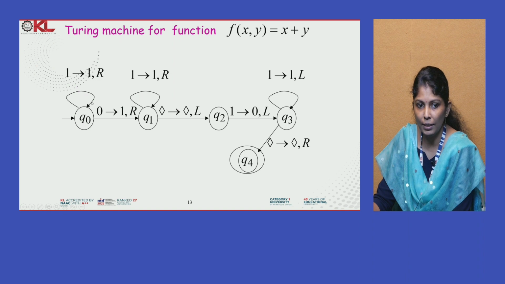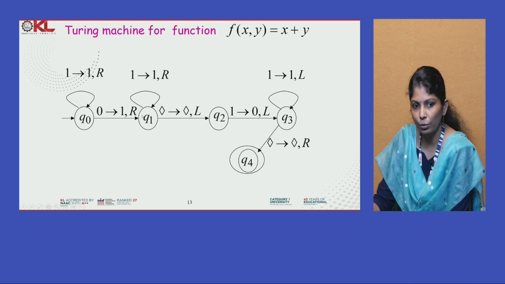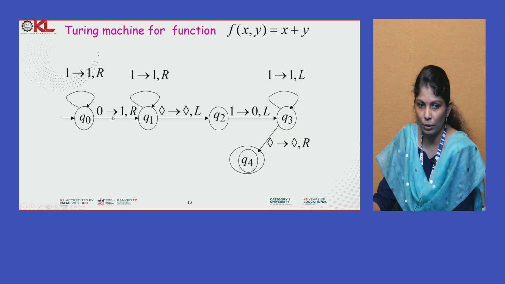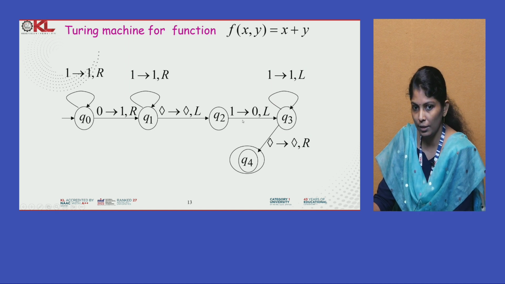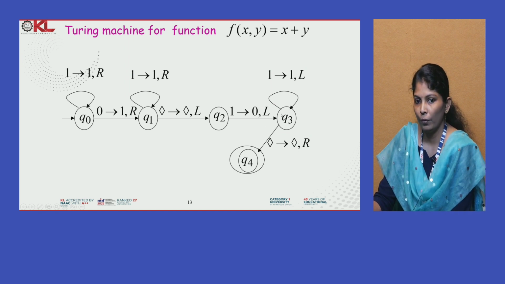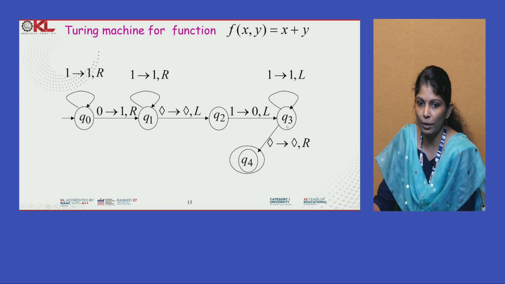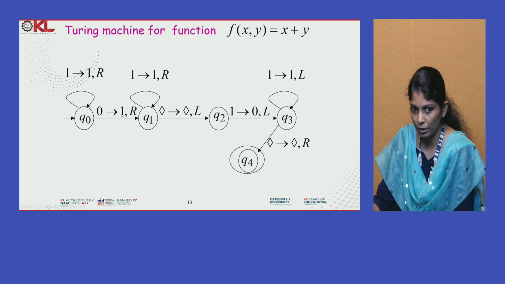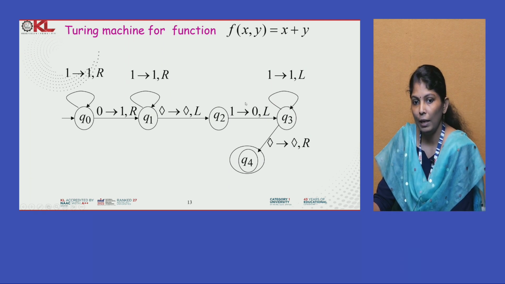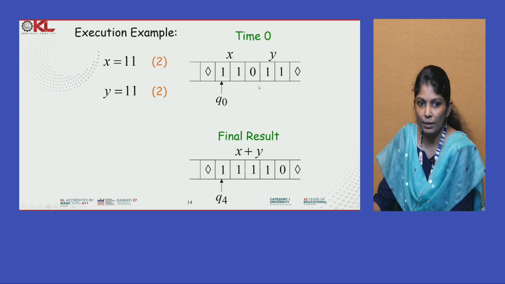This transition q0 to q1 is actually toggling the first 0, that delimiter 0, to 1. And this transition q2 to q3 is changing the last 1 into 0. In all other cases, we are not touching any 1 or any other symbol, any blank symbol or any 1. Only this 0 will be made 1 and the last 1 will be made 0. That is the thing.